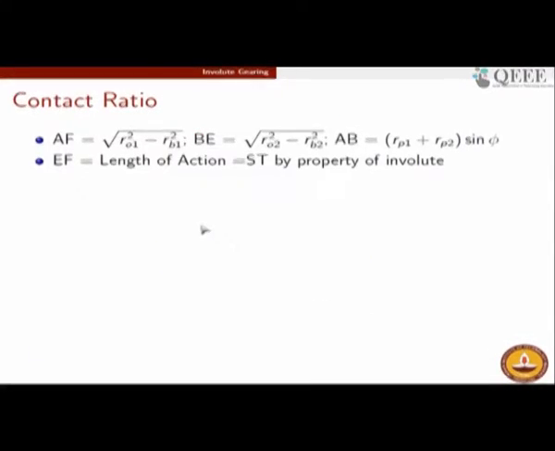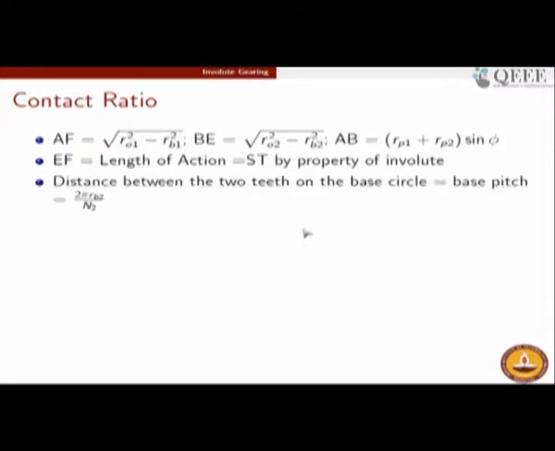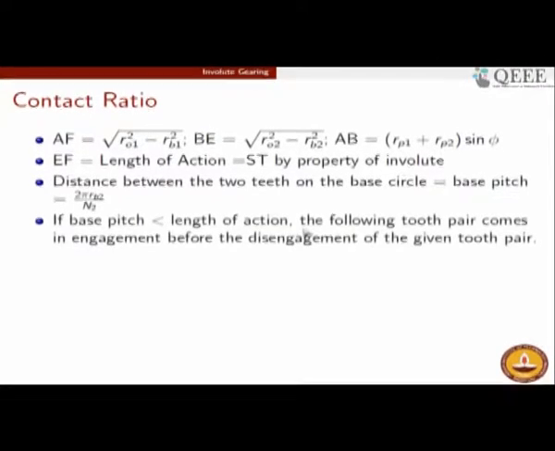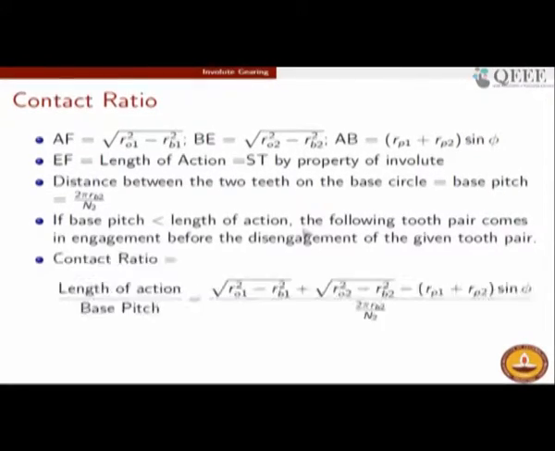So this is something that we have to carefully consider while using gears, that is the contact ratio, or this condition: base pitch has got to be less than length of action, otherwise the tooth will not come into contact before the disengagement. So we define this ratio as the contact ratio, technically termed as length of action divided by base pitch. Length of action is EF, which is the sum of all these three terms that we have found out, and base pitch is 2 pi rb2 by n2.